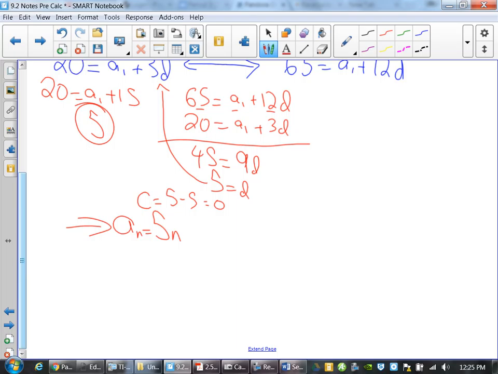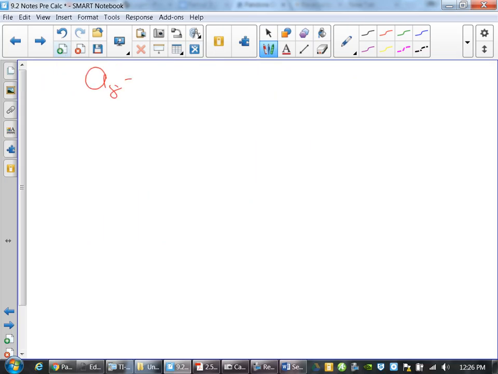Can I go to a clean one? So let's say the 8th term is 26 and the 12th term is 42. Take a minute, write out the rule.